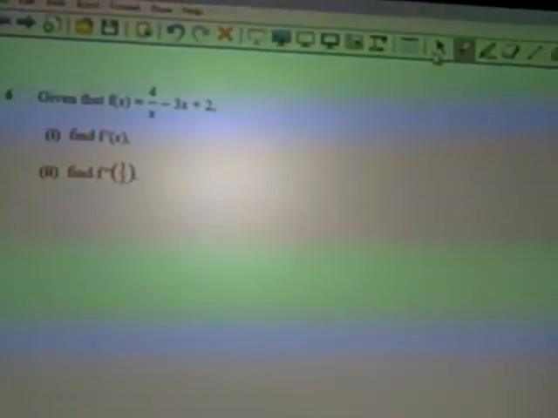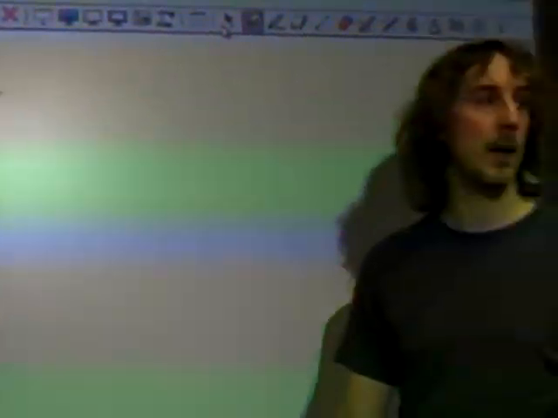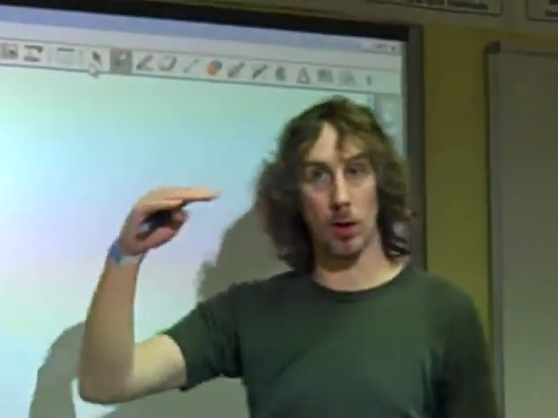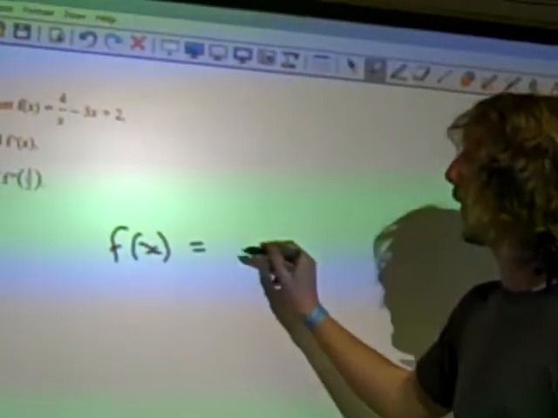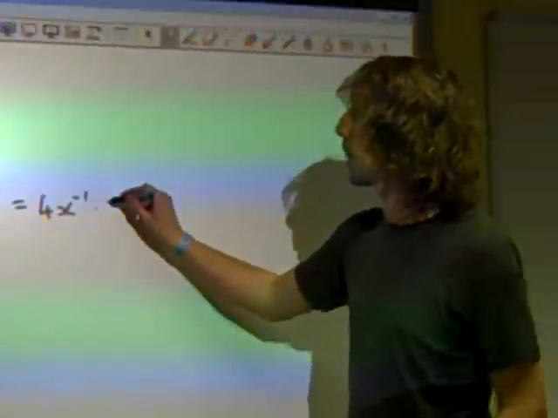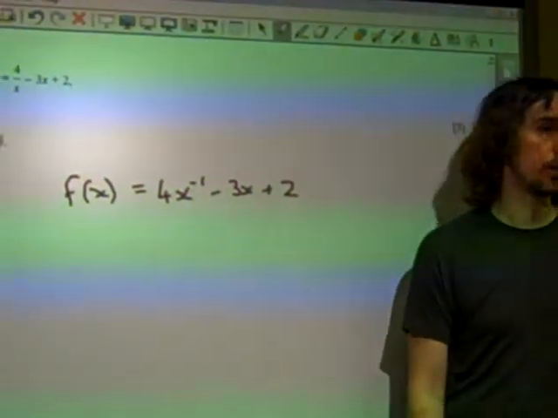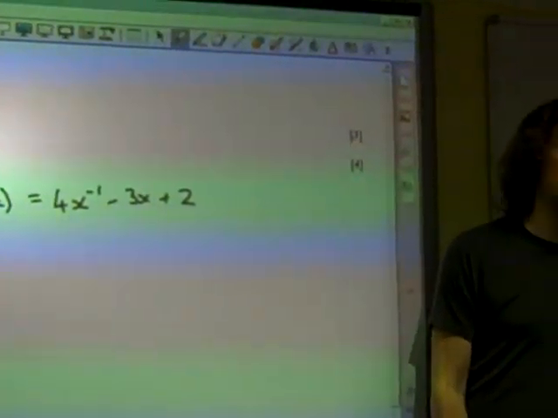Now our first instinct with this is to actually rewrite the equation so it's a bit easier to work with, because we're used to differentiating stuff where we get it all on one line. So we're going to write this, before we do anything else at all, as 4x to the minus 1 minus 3x plus 2. And that's the first step.